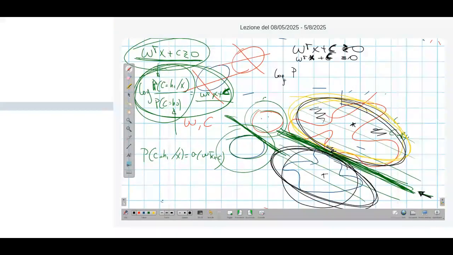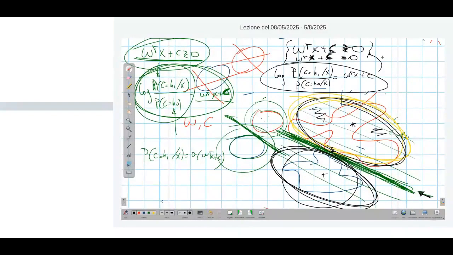So these are the assumptions. Actually, this is the main assumption, that this term represents the ratio between the class posterior probabilities. All these things are a consequence of this. So this is the assumption. I have a linear decision rule that represents the logarithm of the class posterior probability ratio. Consequence, this is the decision rule, and this is the boundary.